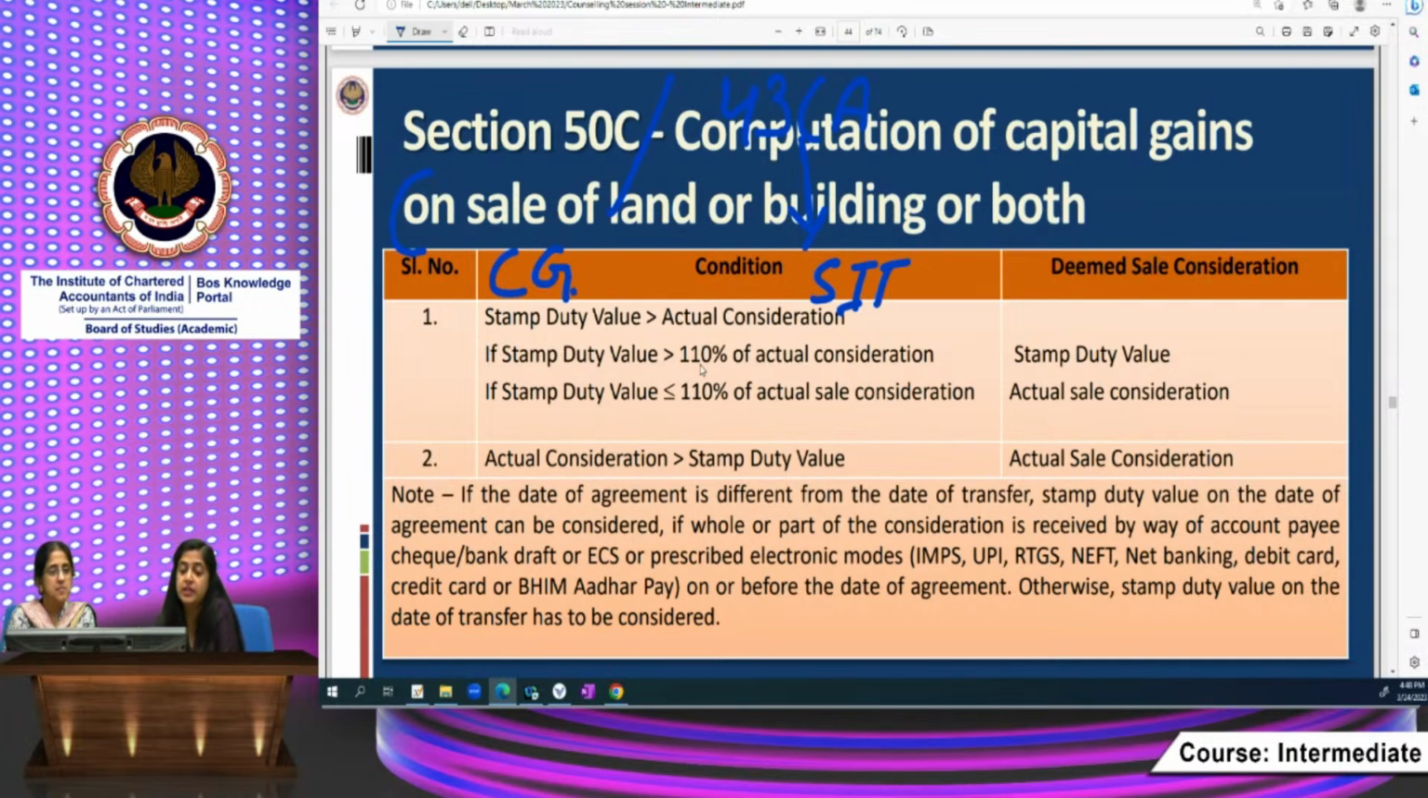The only difference is that one is taxable under the head capital gain, while the other is taxable under the head PGBP. When it is stock in trade, it is taxable under the head PGBP. When it's a capital asset, it is taxable under the head capital gain.